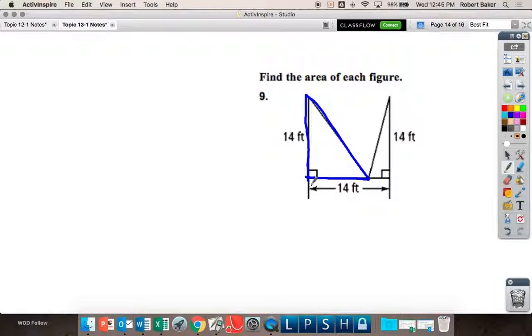Because how long is the base? 14. No, 14 goes to here. Can I just say like 12? No, you can't guess in math. Watch this.